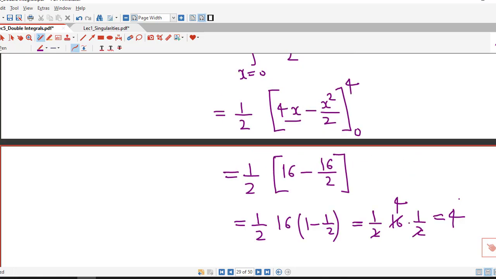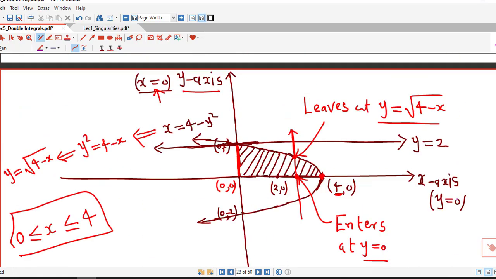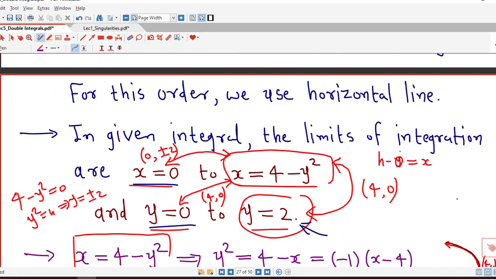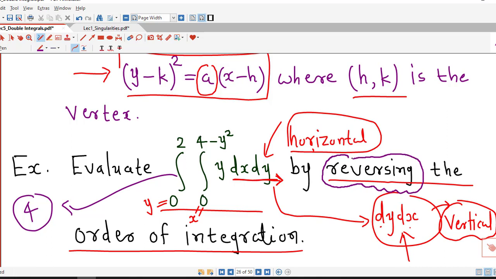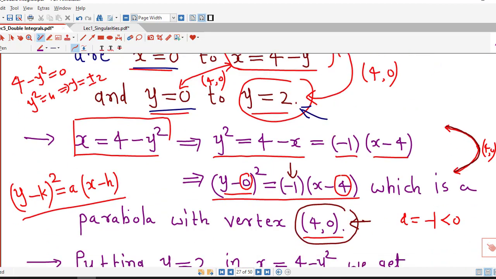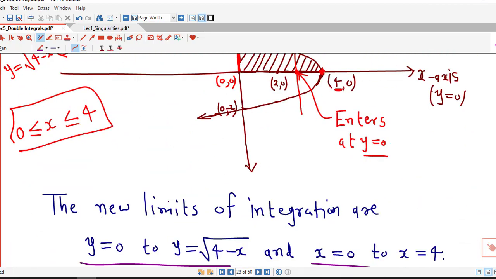So therefore the value of the given double integral, obtained by changing the order of integration, is 4. If we wish we can go in this order also, but here we are strictly asked to find the value by reversing the order of integration. So we must first change the order of integration, and then we have to integrate with respect to the new limits of integration.